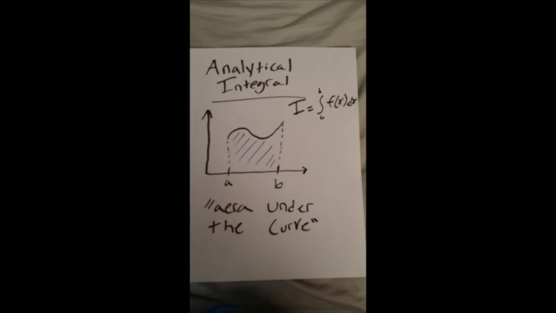There are two different types of numerical integration. The first is analytical integrals. It uses the equation I is equal to the integral from a to b of f of x dx. This symbolizes the area under the curve method.